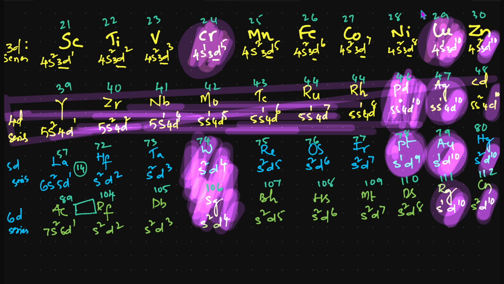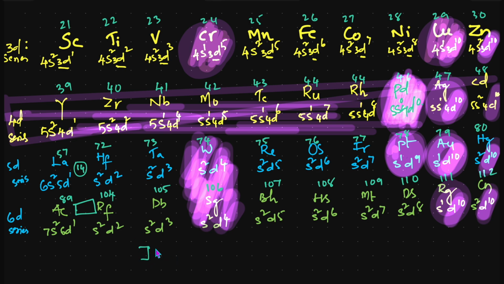So apart from these two groups, we have only one more D10 configuration, that is platinum. Why? Because platinum has the S0 configuration. Platinum has S0 configuration, that is why. So this element has the D10 configuration.